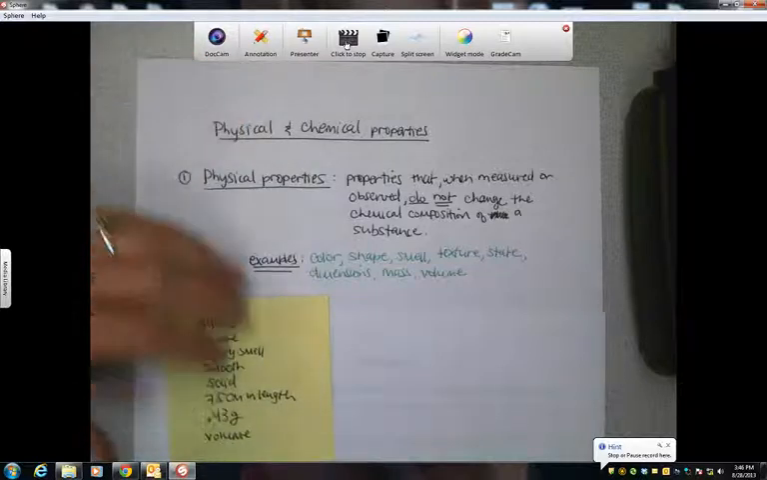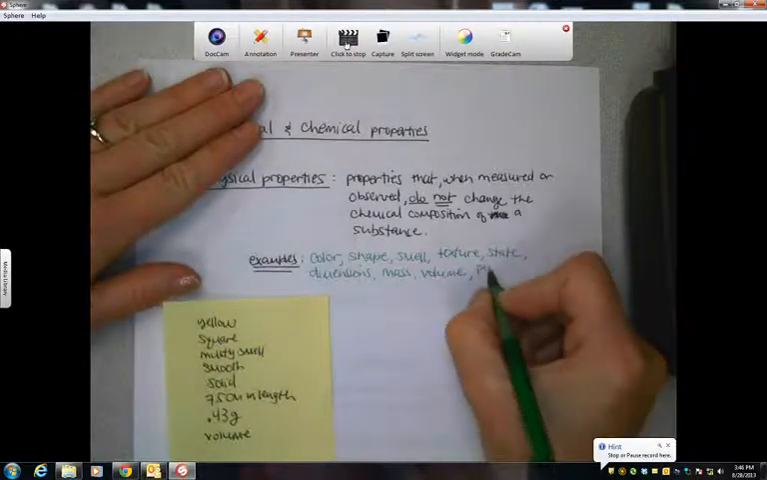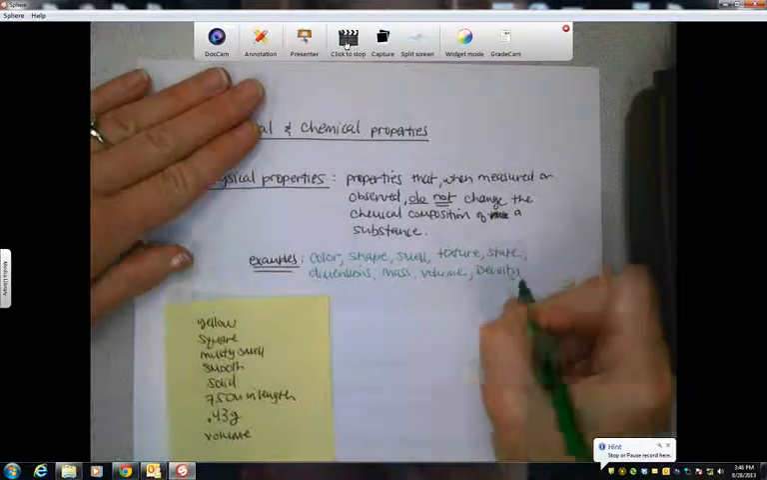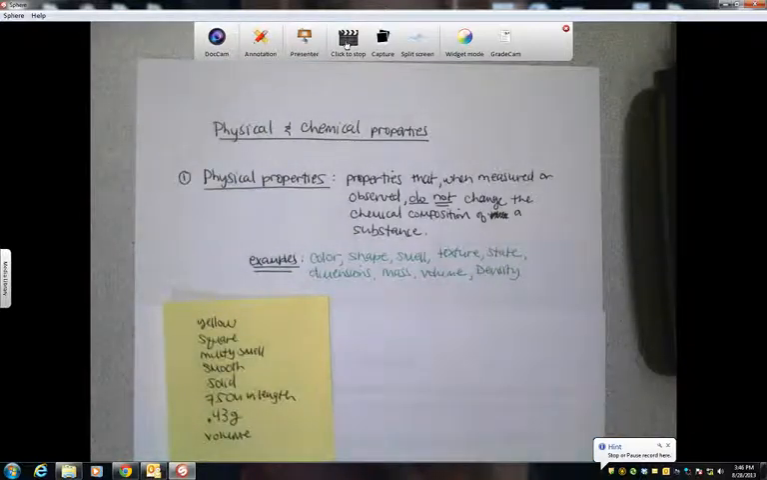I want to talk a little bit specifically about density. By no means am I going to list every physical property there is. I just want you to remember that a physical property is a property that, once you have made the measurement, the substance is still the same substance.